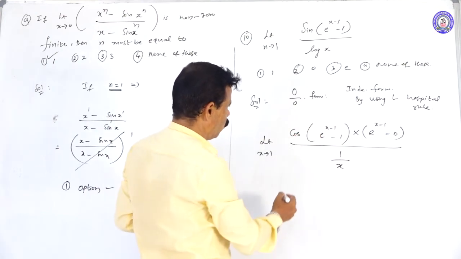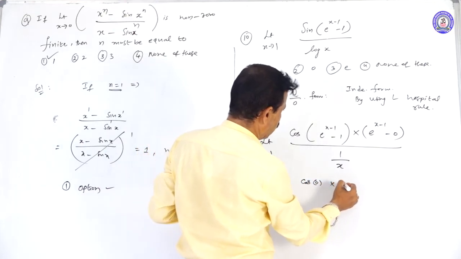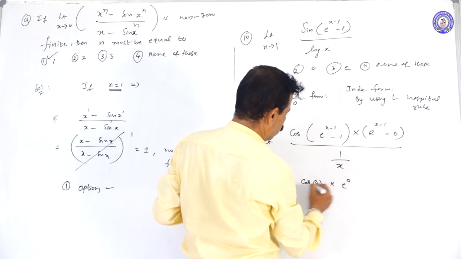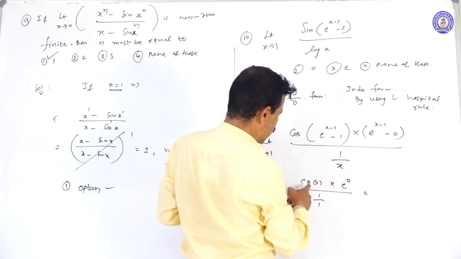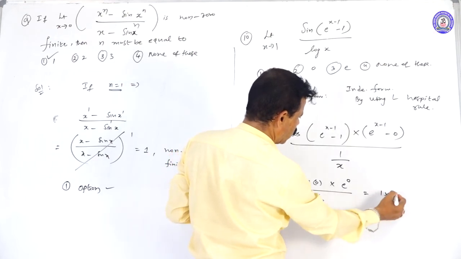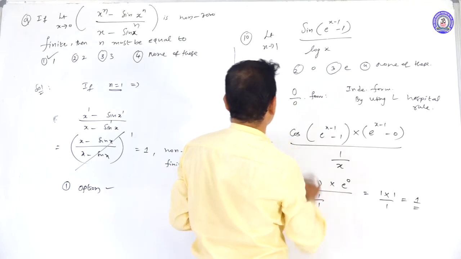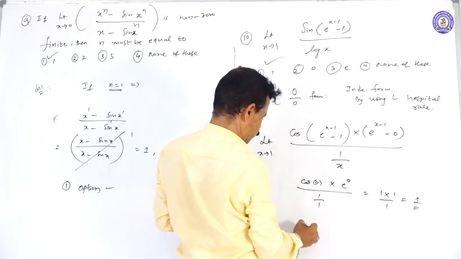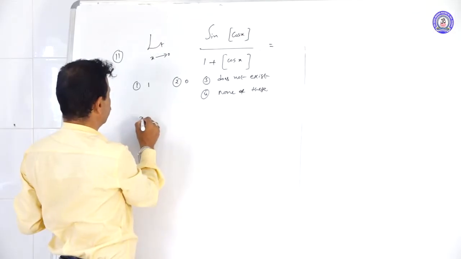Cos of 0. The cos 0 value is 1. Here also e power of (1 minus 1) is e power of 0, divided by 1 by 1. So cos 0 value is 1, e power of 0 is also 1. This is 1, total answer 1. So the first option is the right answer.